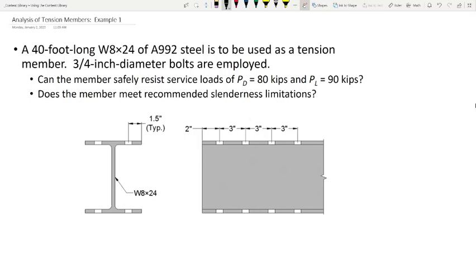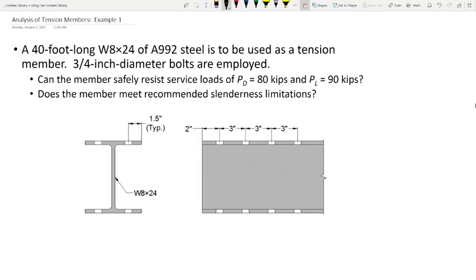So given this tension member, we are going to ask whether or not this tension member can safely resist the loads that it's subjected to, but we're also going to ask whether or not this tension member can meet recommended slenderness limitations. And what are those recommended slenderness limitations? L over r has to be less than 300. L over r being less than 300, to be clear, is a limit that is applied only to tension members.